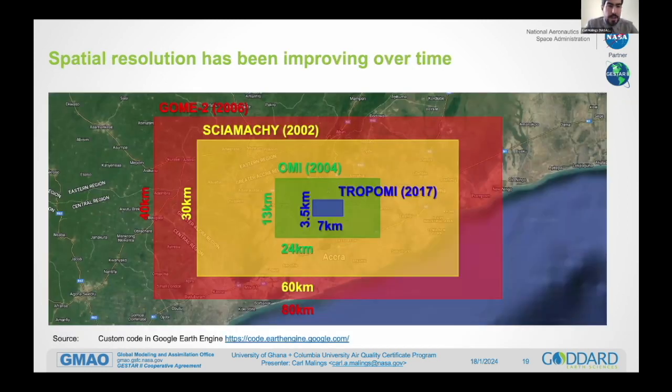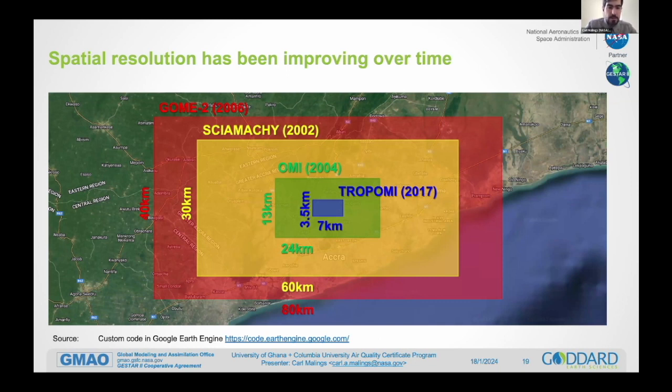Just to give an example of what we're talking about there, I plotted the nominal or the nadir spatial resolutions of some instruments for measuring trace gases of the atmosphere on a map or on a globe, just to see what they look like.